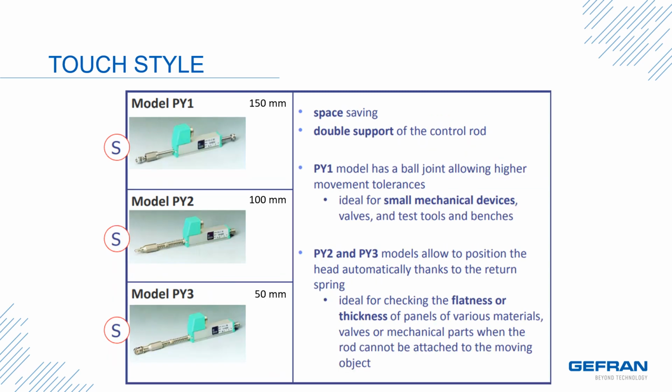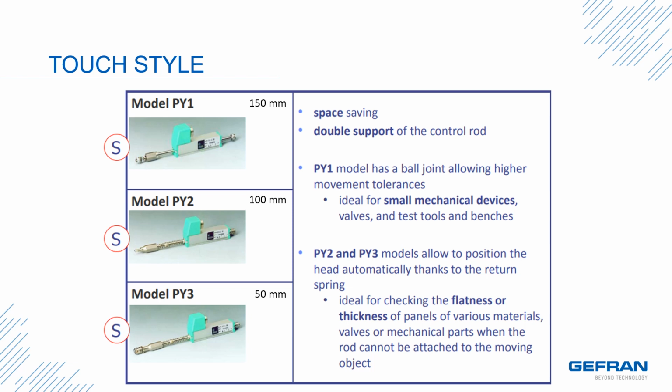These are examples of touch-style sensors. They are used when it is not practical to affix the rod to the item being measured. They are available with different touch tips and rollers for engaging the item. They are space-saving and double-supported since the control rod passes completely through the sensor body. The PY1 model has a ball joint for allowing higher movement. This is ideal for small mechanical devices, valves, tools, and testing equipment.